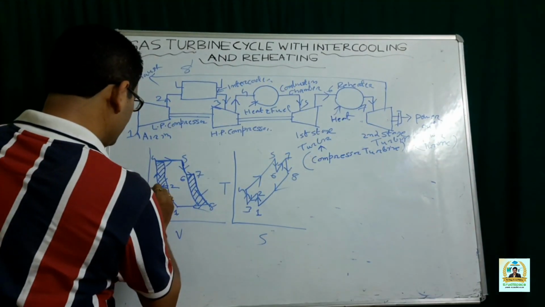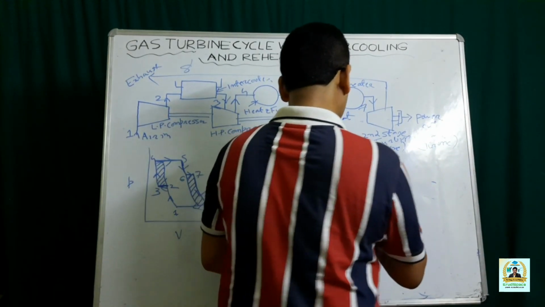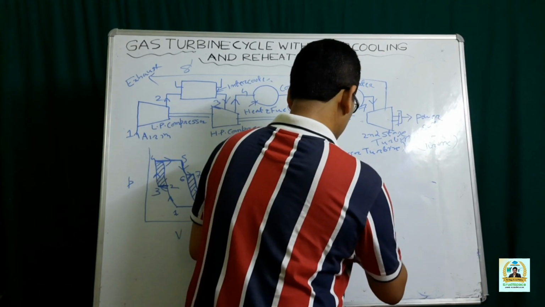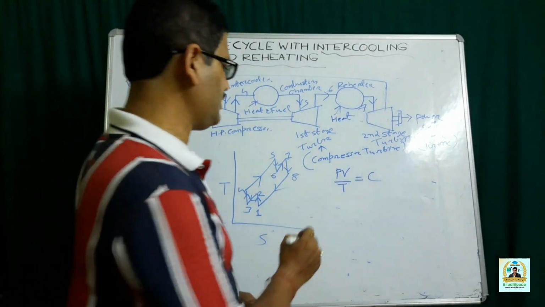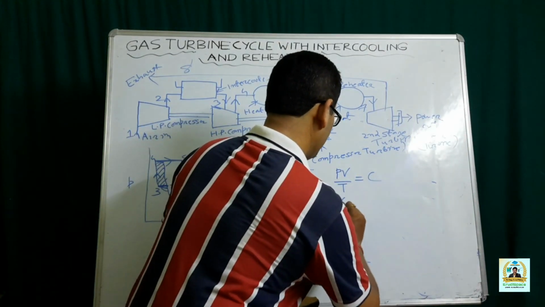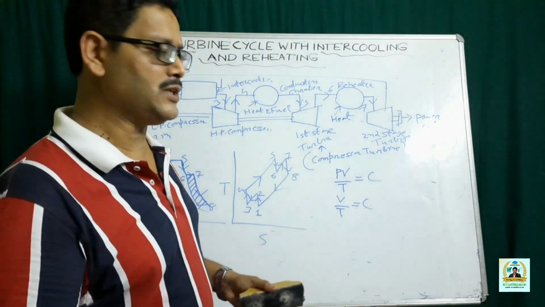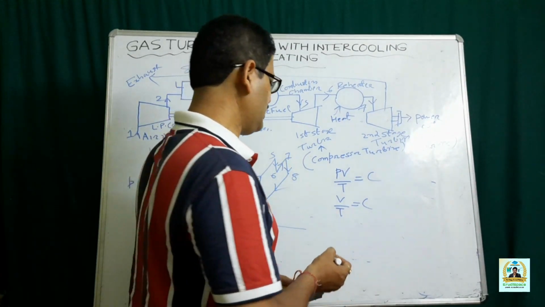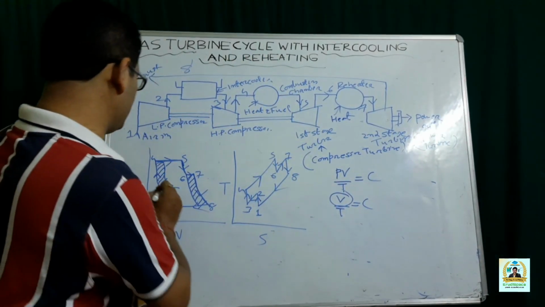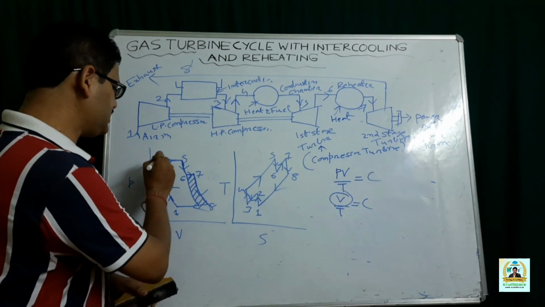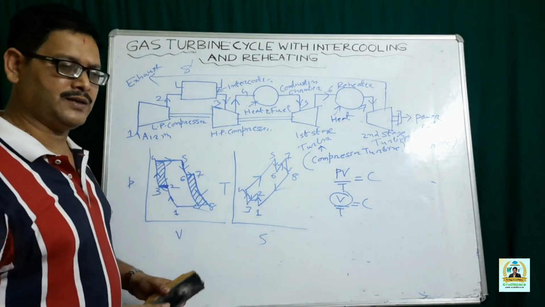Process 2-3 is a process that is taking place at constant pressure, and all of us know that as per the combined gas equation, PV by T is equal to constant. When that is taking place at constant pressure, this becomes V by T is equal to constant. So when you provide an intercooler, you cool it, you reduce the temperature. As you reduce the temperature, to keep the ratio the same, this volume will automatically get reduced. The same thing is happening here. So due to this, you get more work output by reducing the compression work.